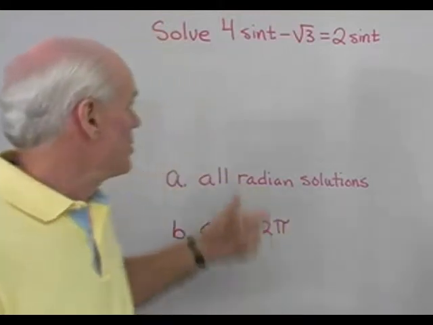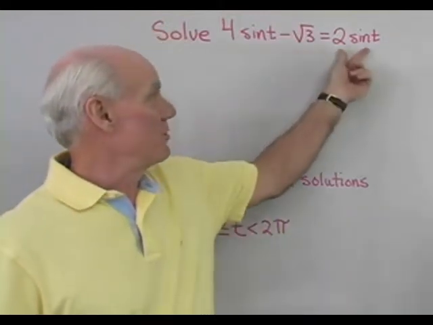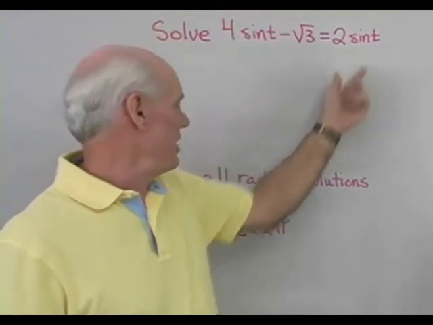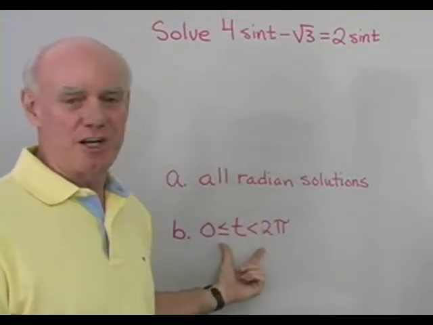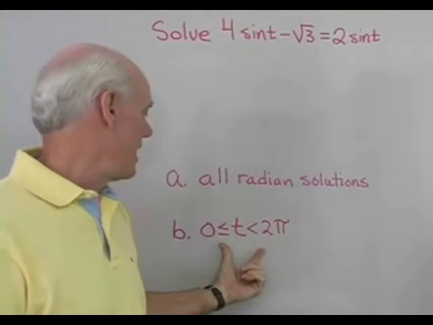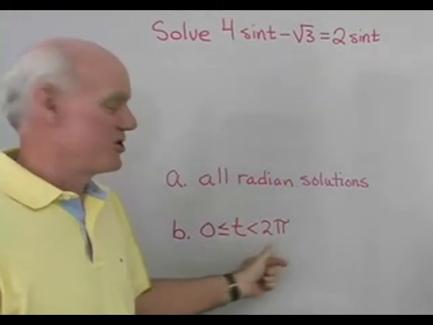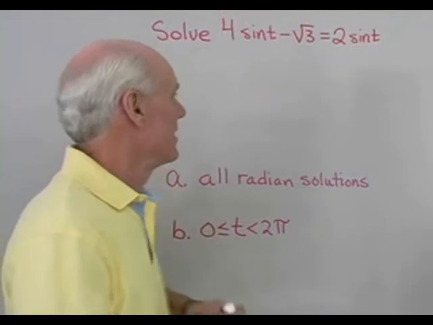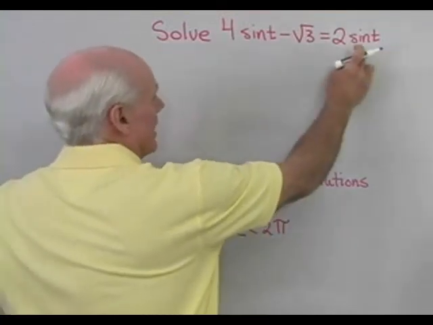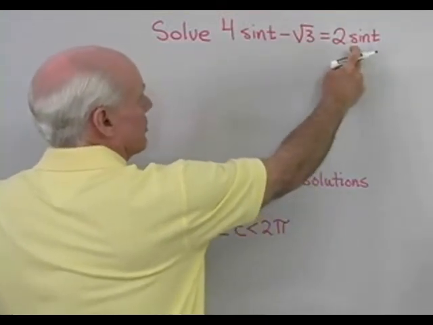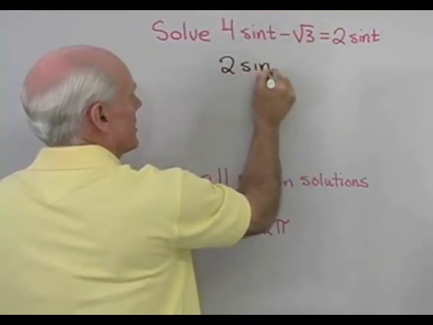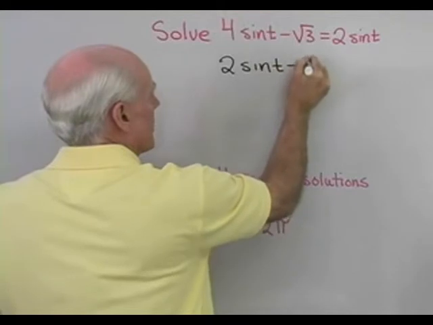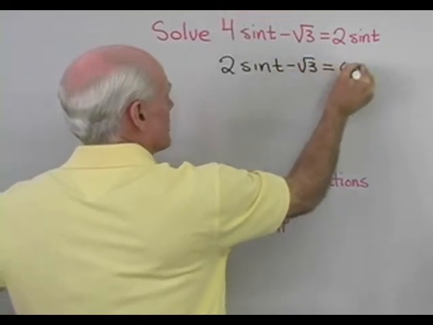Okay, here we have an equation, 4 sine t minus square root 3 equals 2 sine t, and I want to find all radian solutions to that equation, and just the radian solutions between 0 and 2 pi, including 0 but not including 2 pi. Let's see. So I'm going to start by adding negative 2 sine t to both sides, so I'll get 2 sine t minus square root 3 equals 0.